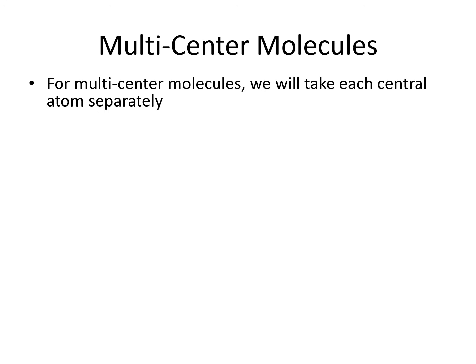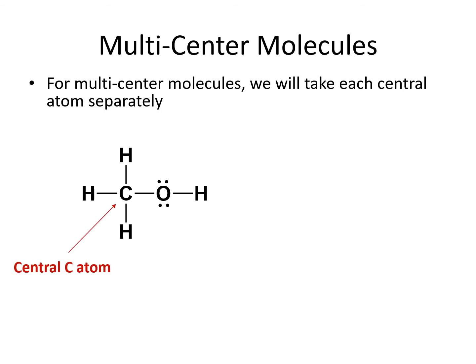Up to this point, we have focused on molecules which have 1 atom at the center and the rest around that central atom. But what about larger molecules? For larger molecules, we focus on 1 central atom at a time and do the same sort of analysis as we've already been doing. For example, in the methanol molecule, we can treat the carbon as a central atom or the oxygen as a central atom. First, we'll start with carbon.